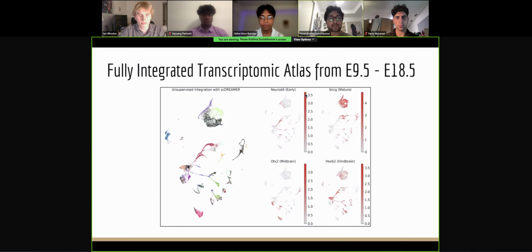We use SC-Dreamer to generate both unsupervised and supervised atlases. The unsupervised atlas, built without any cell type label information, integrates data based on intrinsic biological signals that it identifies itself, revealing developmental trajectories and enabling us to form hypotheses about motor neuron development.